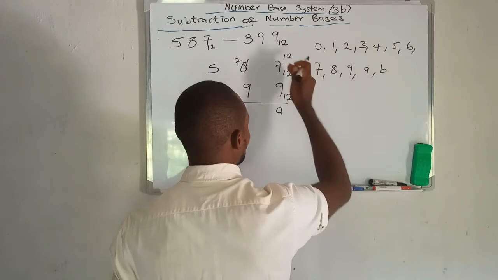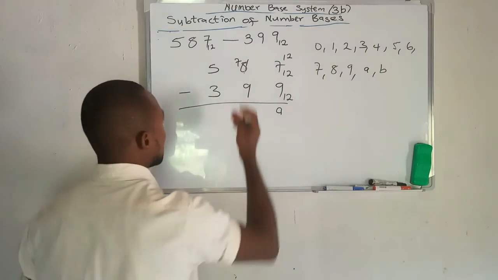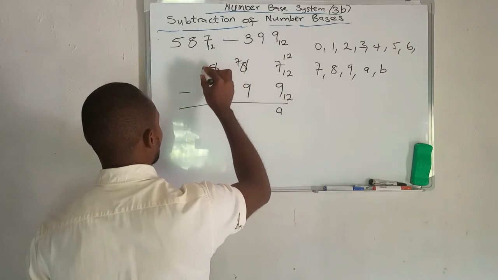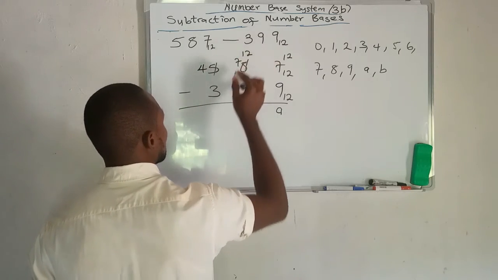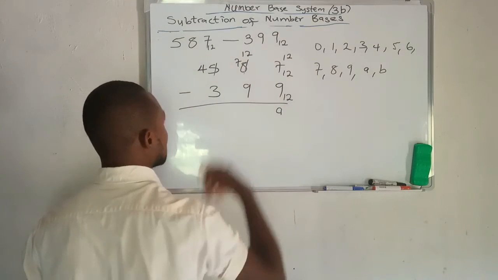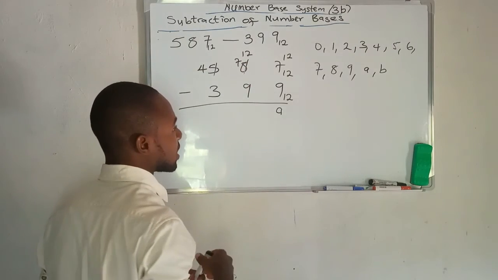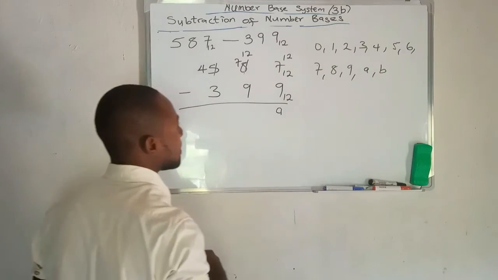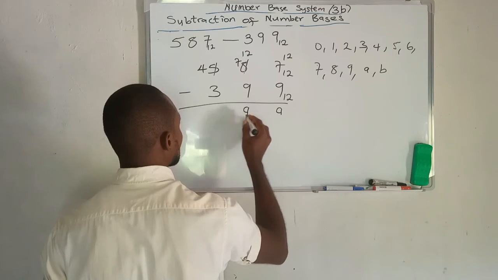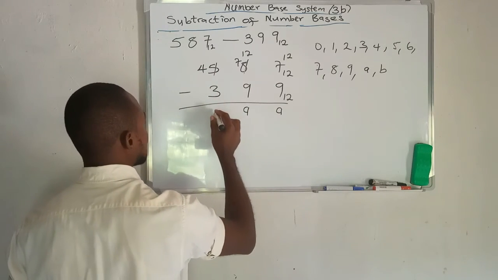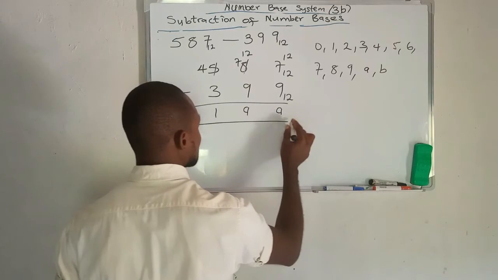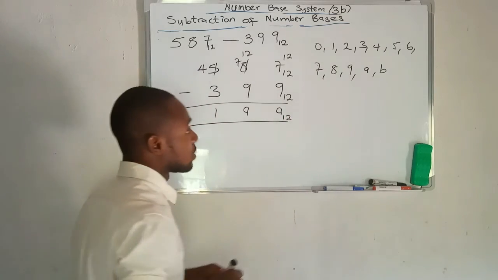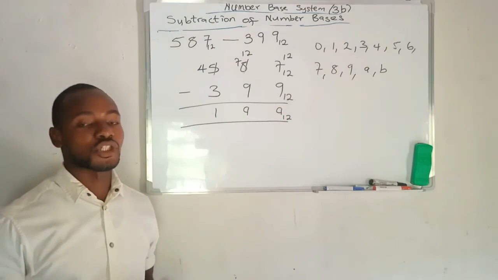That's the number after 9 in base 12, and then we also subtract 9 from this place. We have to borrow from here. We have 4 here, and then 7 plus 12, we do the same thing we did here. We have 19. 19 minus 9 will be 10, which is the next number after 9, and that is A in base 12. So we have A here, and then 4 minus 3, which is 1. So that's it for the subtraction in base 12.